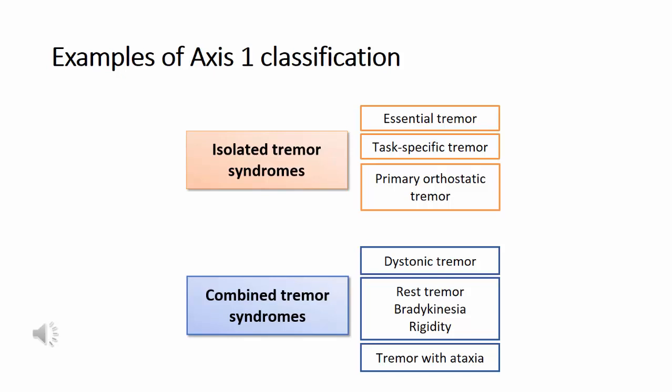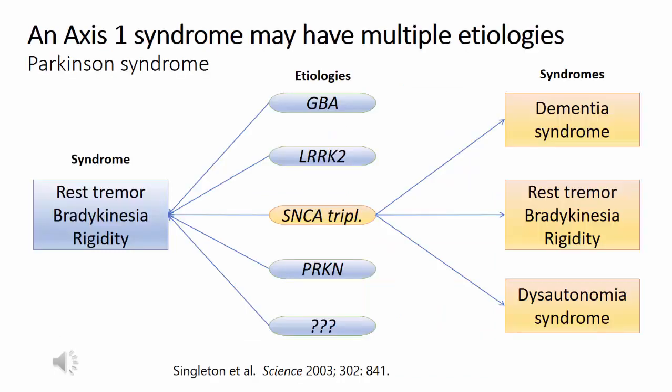An important clinical concept is that an Axis 1 syndrome can have multiple Axis 2 etiologies, and an Axis 2 etiology can produce multiple clinical syndromes. In other words, patients with the same syndrome may have different Axis 2 etiologies, and patients with the same etiology may exhibit different syndromes.